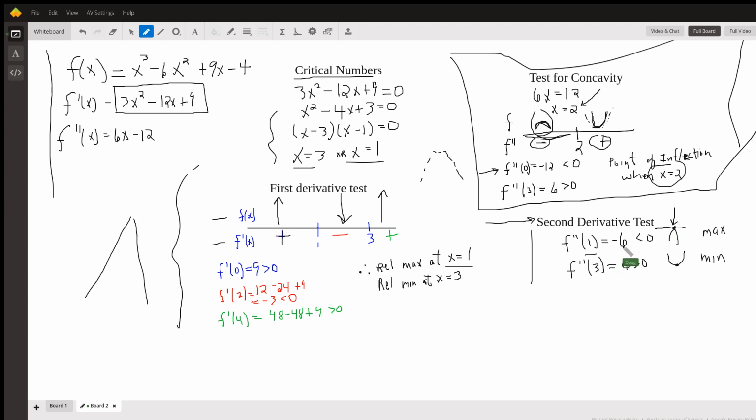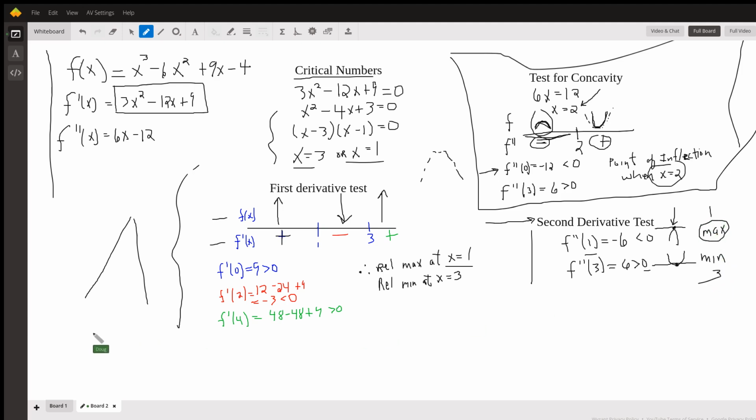So when the value of the second derivative is negative at a critical number, then you've got what's called a relative or local maximum. And f double prime of 3, which is to the right of 2, is positive. We know that it's concave up, smiley face. Slope is 0 at that point. So there's a relative minimum at 3. Max at 1, min at 3.